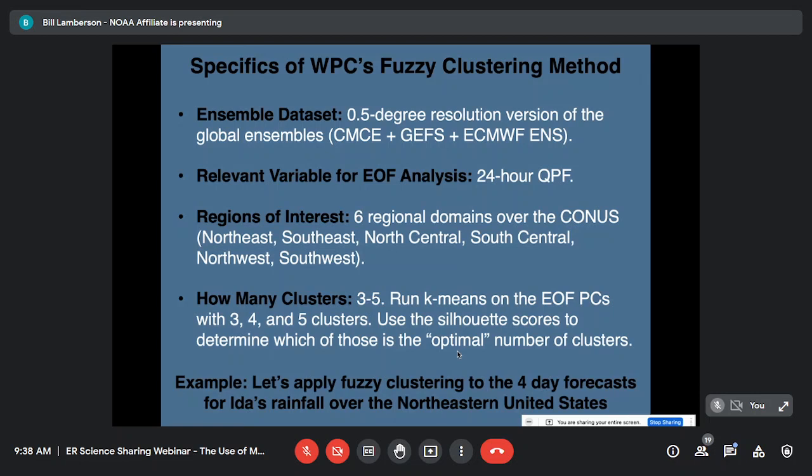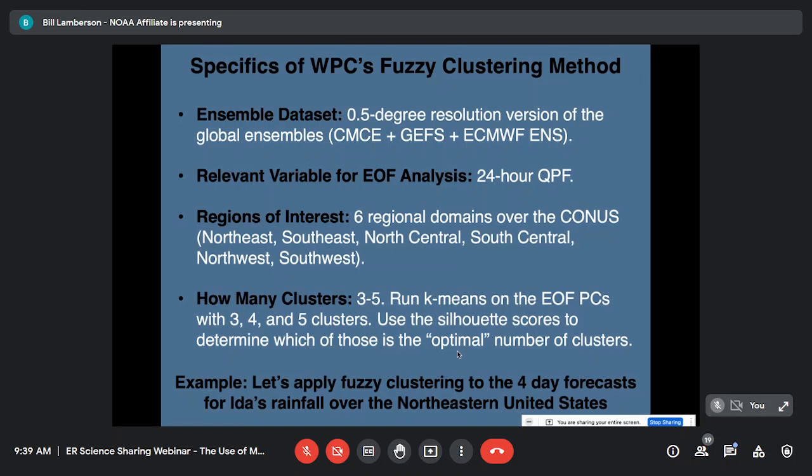The ensemble data set that we're using is half-degree resolution versions of the global ensembles, which is again the Canadian, the GEFS, and the European ensemble. The relevant variable for EOF analysis is 24-hour QPF. The regions of interest are 6 regional domains over the CONUS: the Northeast, Southeast, North Central, South Central, Northwest, and Southwest.